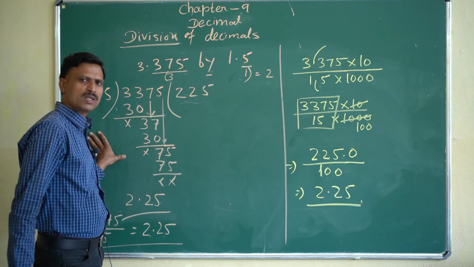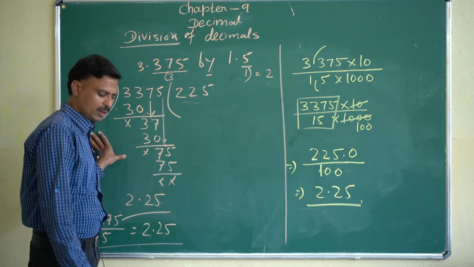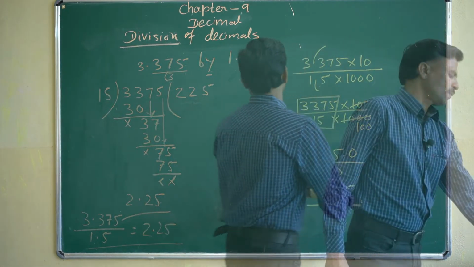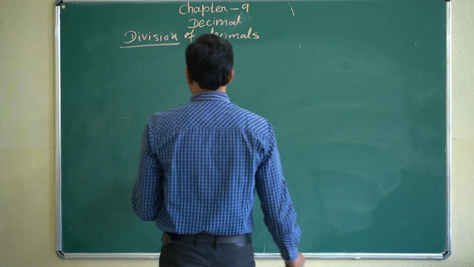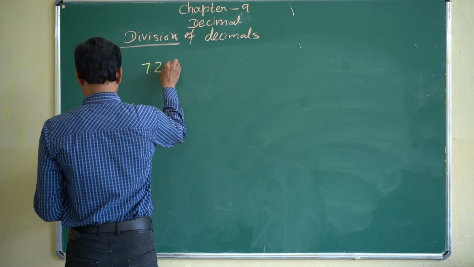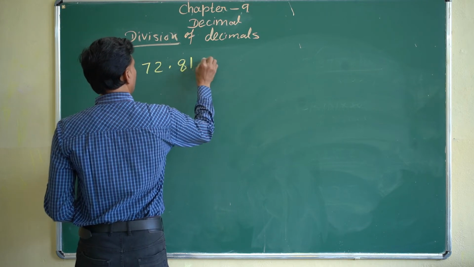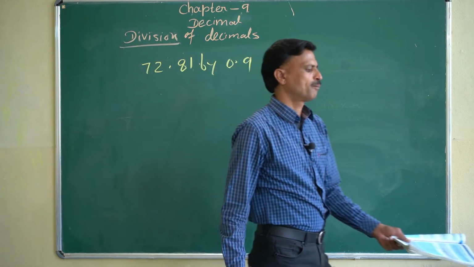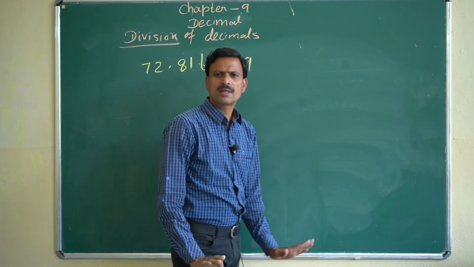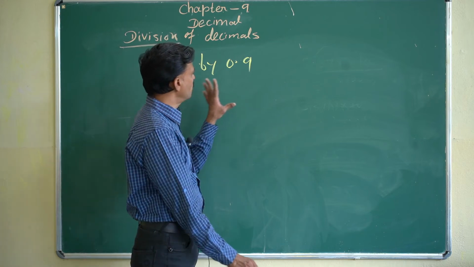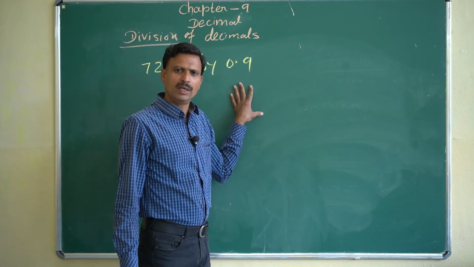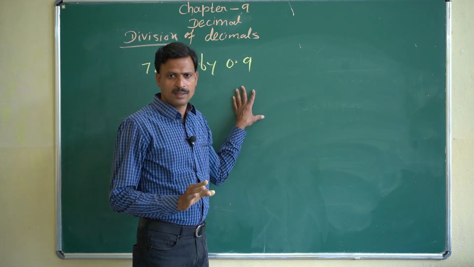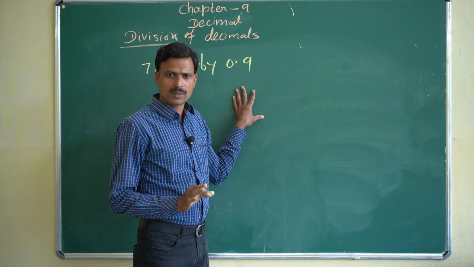Okay, one more question of this type I'm taking, then this chapter will be over. Suppose I am taking a number that is 72.81 divided by 0.9. Okay, same process, same method for this type of question, a decimal number divided by a decimal number, same process. Okay, right? So you have to remember the process.